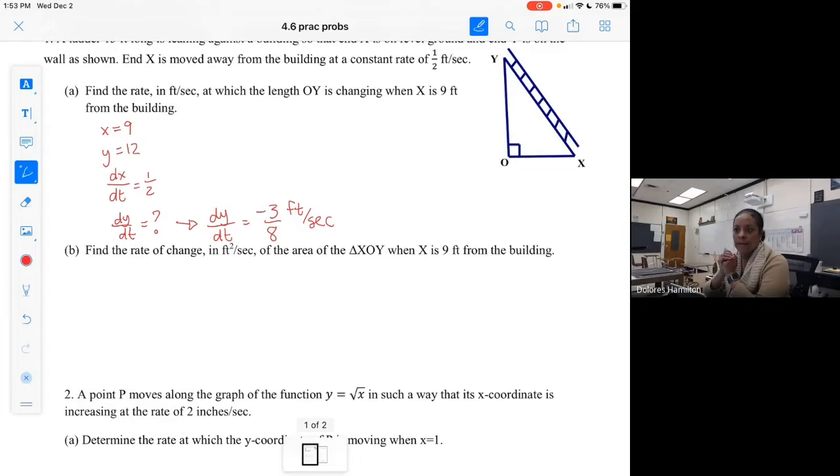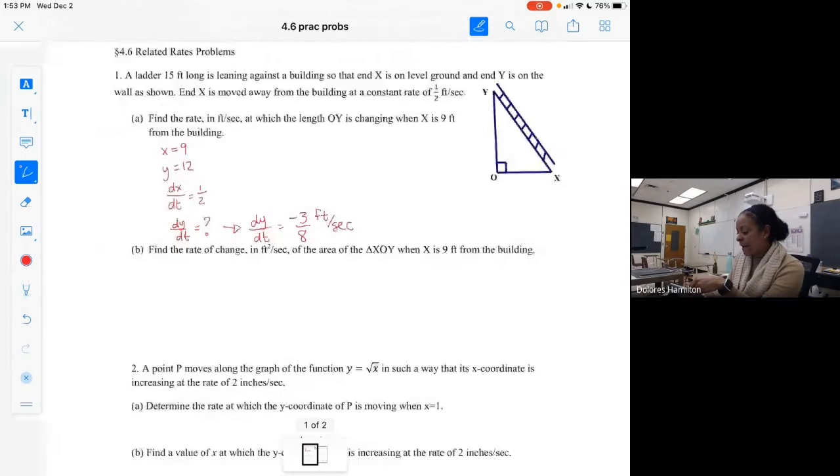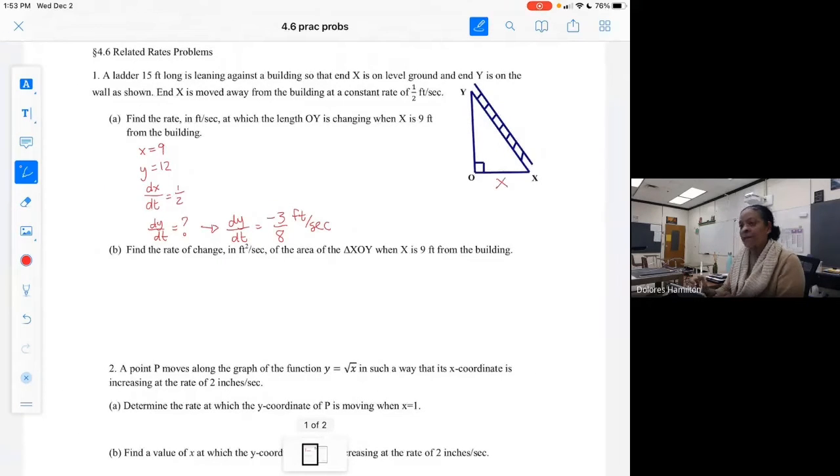So they're asking us to find the rate of change of y, and they gave us all of that other information when x is 9. And then we found from there that means y is 12. And we found that dy/dt is -3/8. So that means that as your x is slowly dragging away at that constant rate of 1/2 feet per second, that means x is growing at that rate of 1/2 feet per second. But as that's happening, our y, that height, is shrinking. That's why it's negative, right? Our y is decreasing at that rate of 3/8 feet per second.